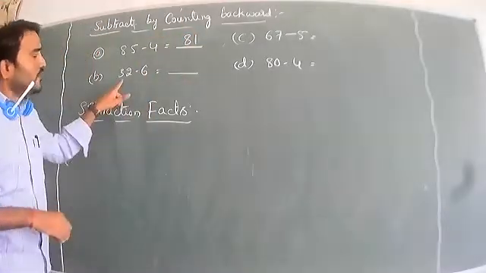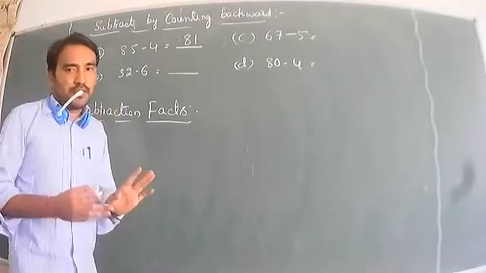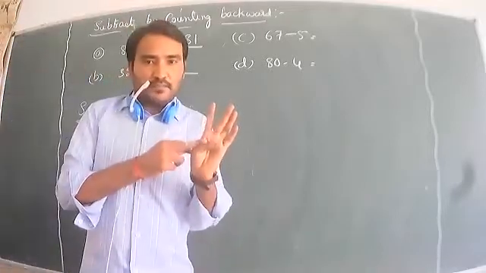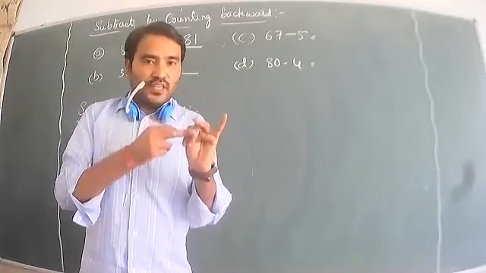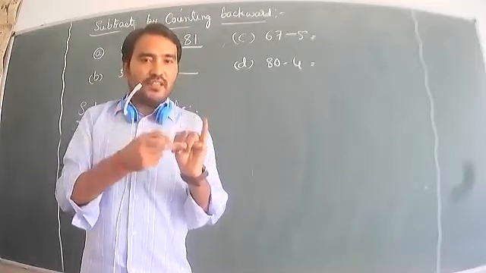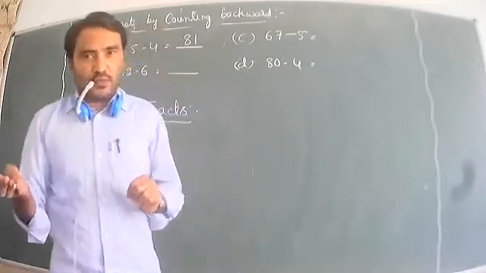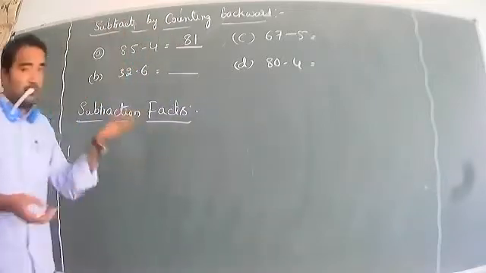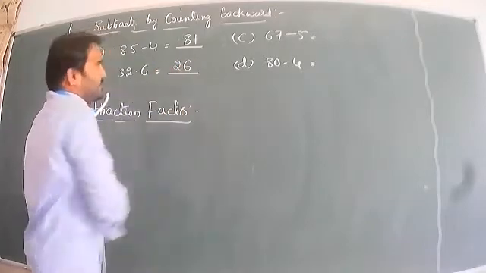Now, we can count another one: 32 less 6. 31, next 30, 29, 28, 27, 26. So we subtract 32 less 6 by counting backward, and the answer is 26.